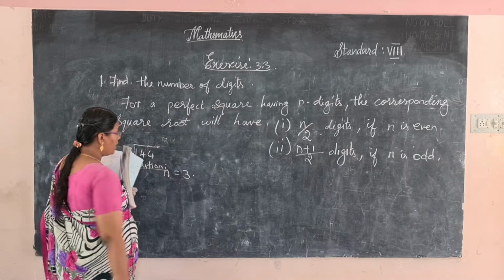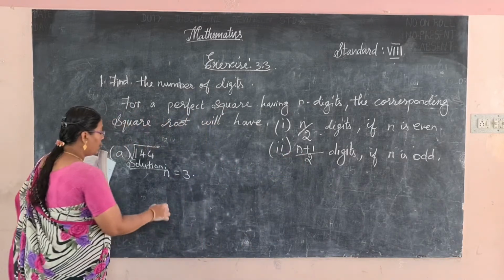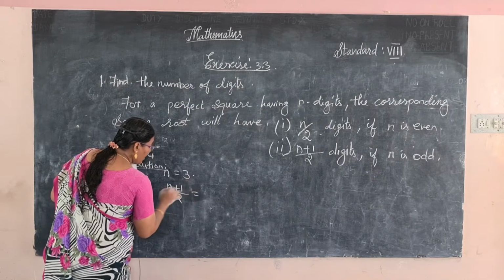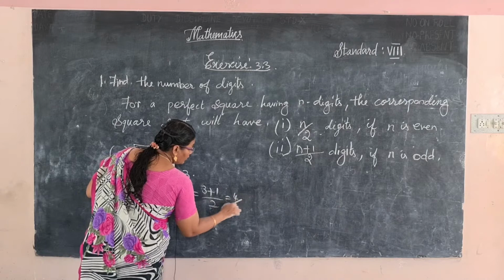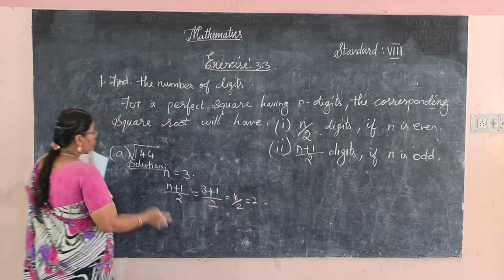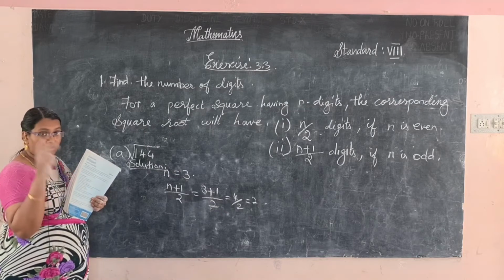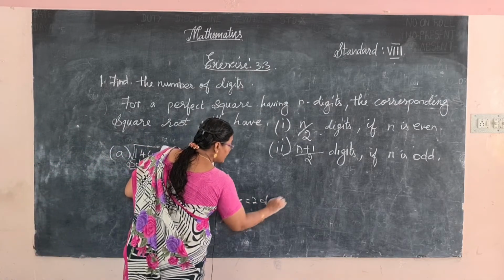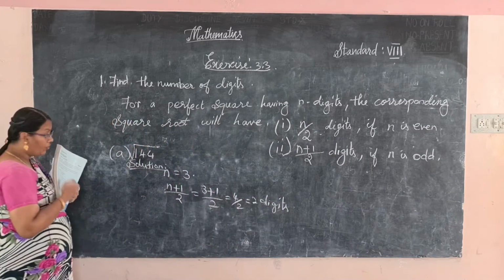Is 3 odd or even? Odd number. So we use the formula n plus 1 by 2. The n value was 3, so 3 plus 1 by 2. What do we get? 4 by 2 is equal to 2. So how many digits does the square root of 144 have? 2 digits. We get 2 digits from the square root of 144.